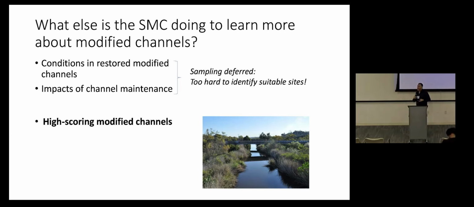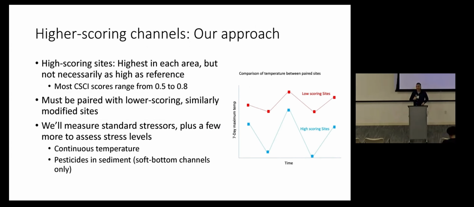Our approach is that we're going to try to find the highest scoring sites in each county or watershed in different areas. These don't necessarily have to be reference-like scores, but they're relatively high compared to other similarly modified channels. So we're talking about CSCI scores typically ranging from 0.5 to 0.8, but not much higher. We're pairing them with lower scoring, similarly modified sites.